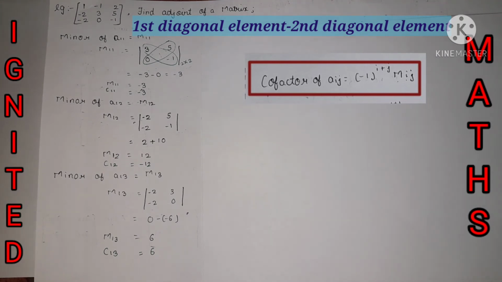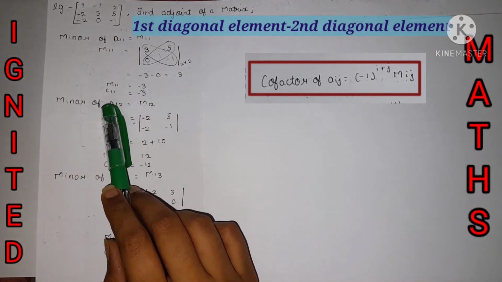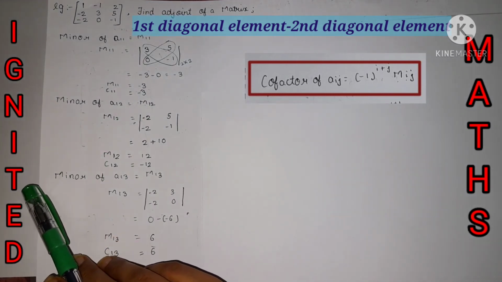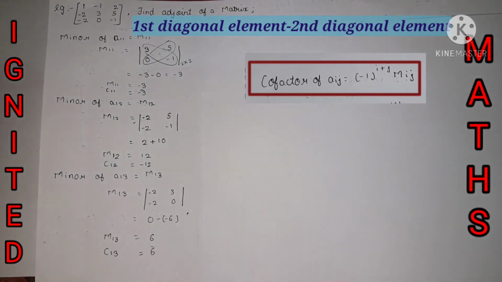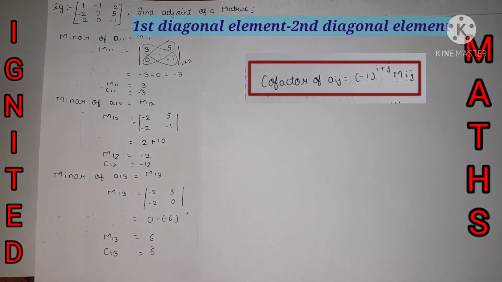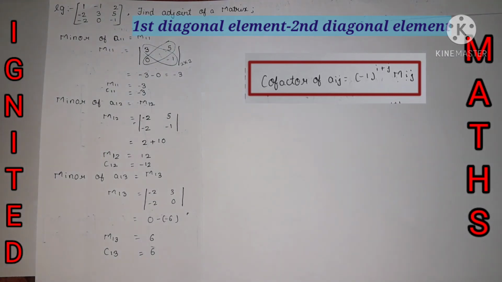Now simultaneously we will do it for the cofactor element also. C of 11, the cofactor of 11. In some reference books we may see A of 11 for the cofactor, and in some books we can see C of 11. It's most probably the same. So C of 11 is equal to, the formula is, minus 1 raised to i plus j, that is 1 plus 1, into M of 11. Here M of 11 is minus 3.